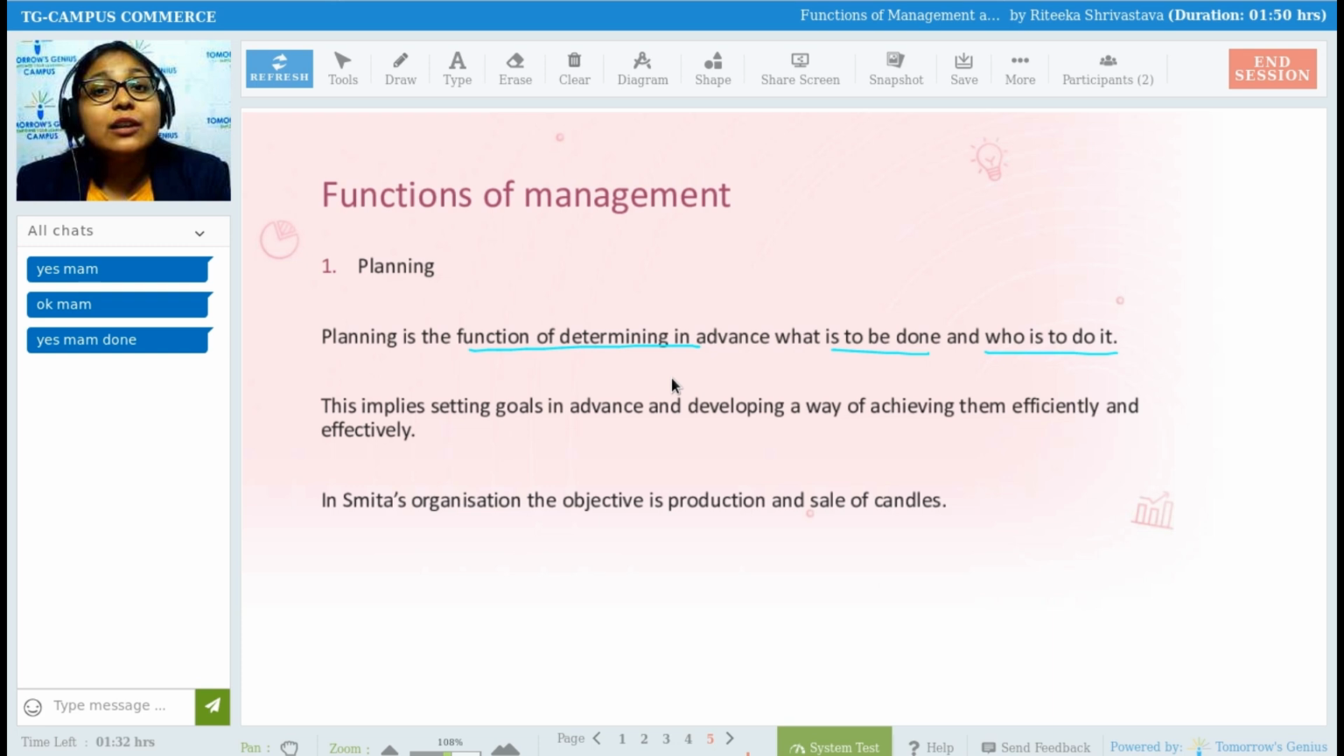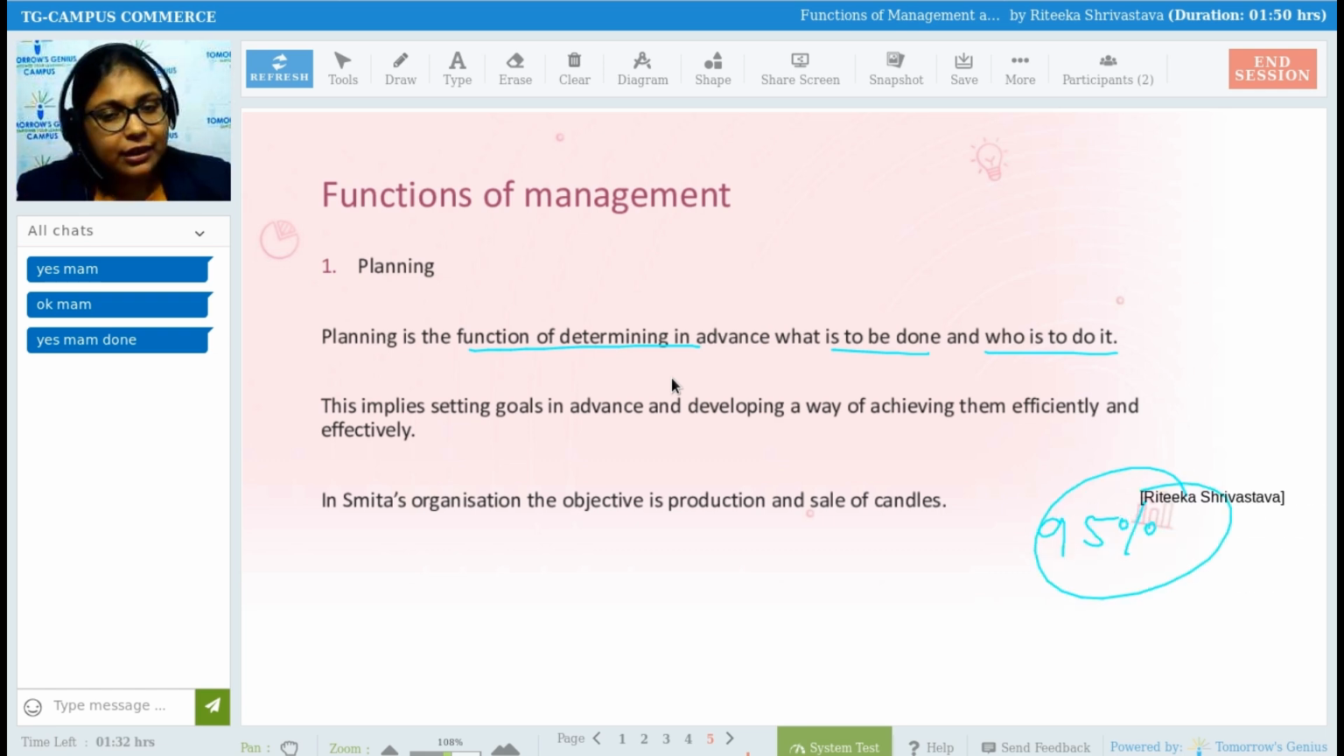It is always done in advance, not once you reach your goal. Next year, when the board exams are done and you get 95%, will you then make a plan for how to score 95%? No. In advance, you will plan how to score good marks in your boards, right? So that is why we always say planning is done in advance. It tells you what needs to be done and who is going to do that.